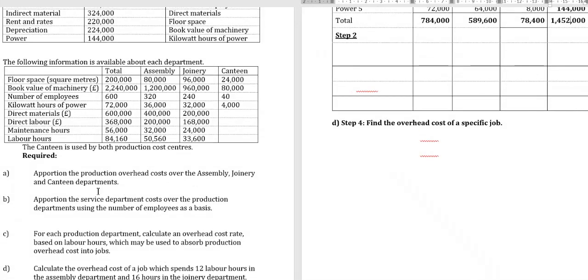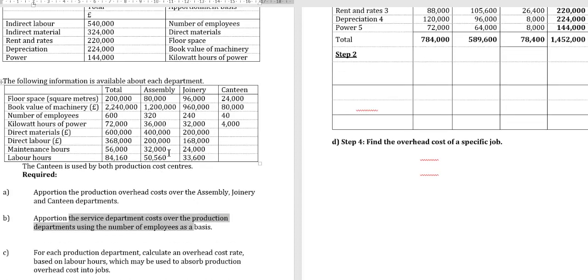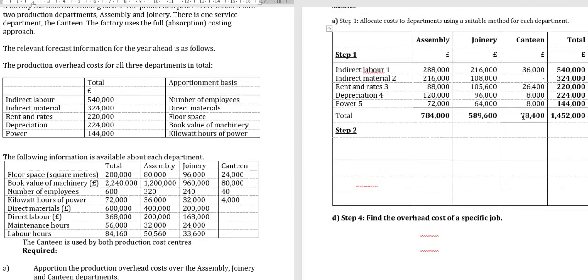What is the second requirement? Apportion the service department, which is the canteen, over the production departments using the number of employees as a basis. So how can I do this? Here we have 78,400. He mentioned that I should use number of employees. Again, just to repeat the steps, 78,400 should be in negative sign. Why in negative sign? Because I would like to remove this cost, or to apportion this cost over assembly and joinery. The basis that I will use is number of employees. The number of employees that I have is 320 and 240.